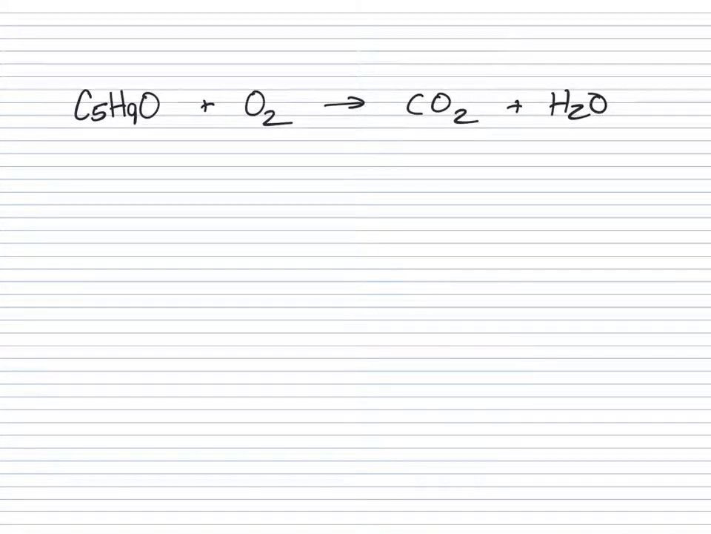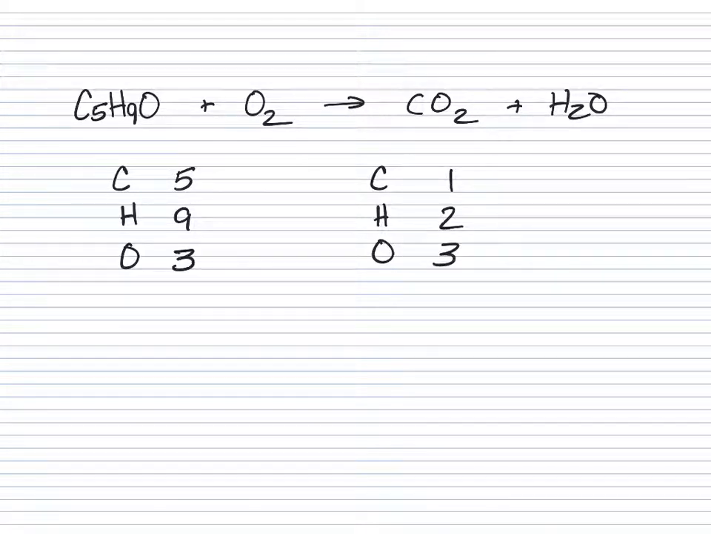Alright, Sid, this one's a toughie, but we can do it. We've got C, H, and O. Put C, H, and O on this side. We've got 5 carbons, 9 hydrogens, and 3 oxygens. We've got 1, 2, 3. Hopefully you know how to do that. All I did was tally up both sides.